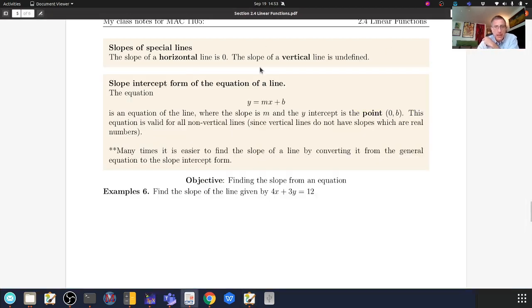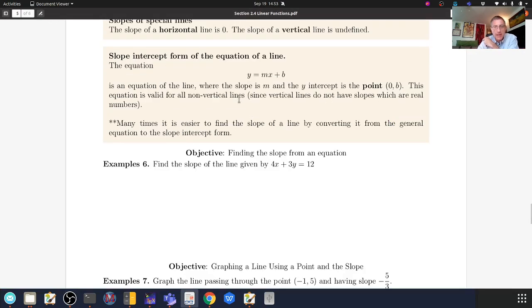The slope-intercept form of the equation of a line, I've already been talking about it. y is equal to mx plus b is an equation of the line. It's not the general equation of the line, where the slope is m and the y-intercept is the point (0, b). Remember, the y-intercept is a point. We're in 2 dimensions. b is the y value of that point. And I will take off points if you write the y-intercept as just a single number. We're in 2 dimensions now. We're talking about points. Those are our mathematical objects.